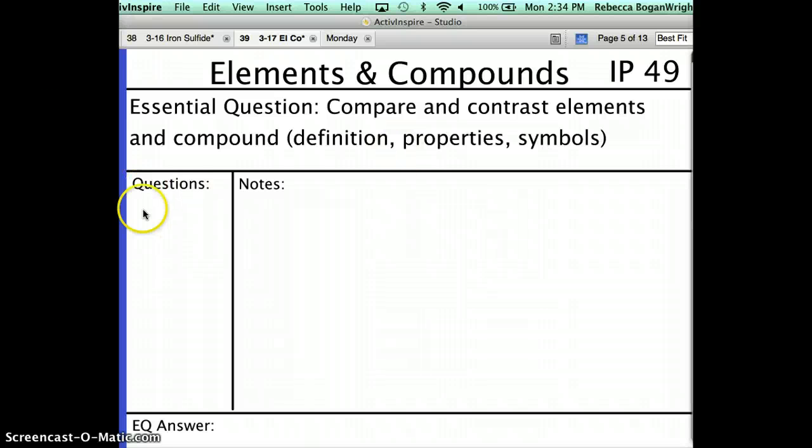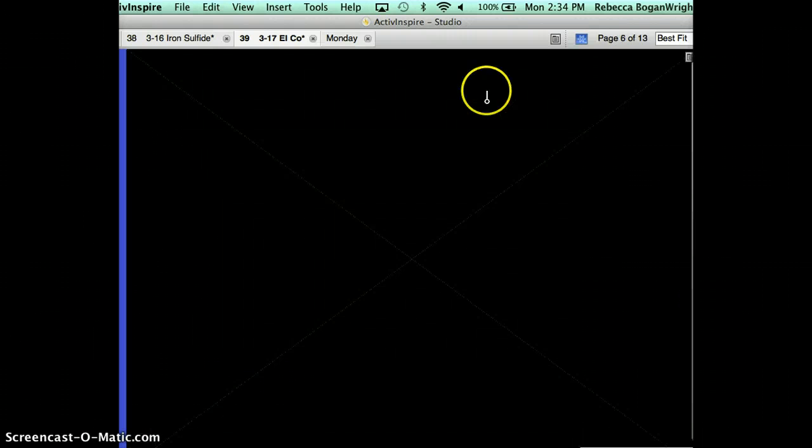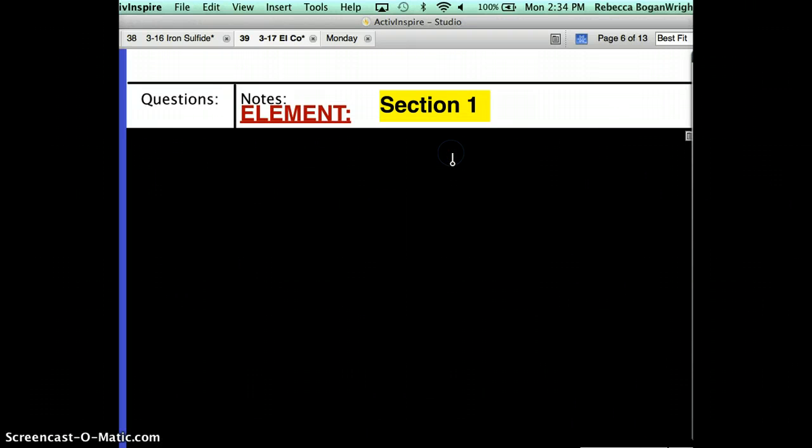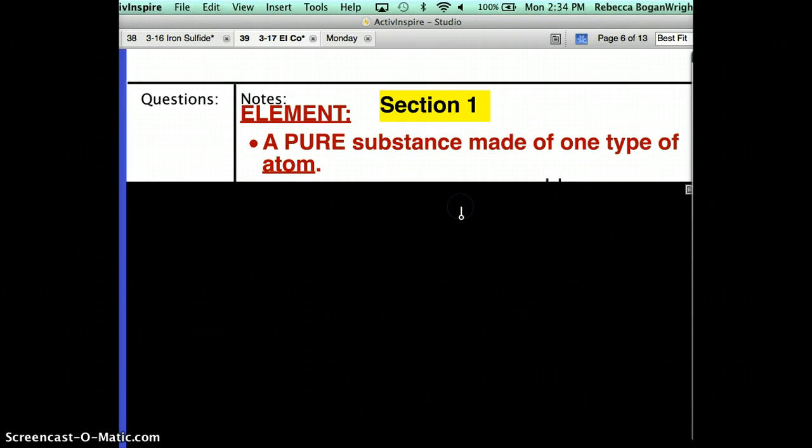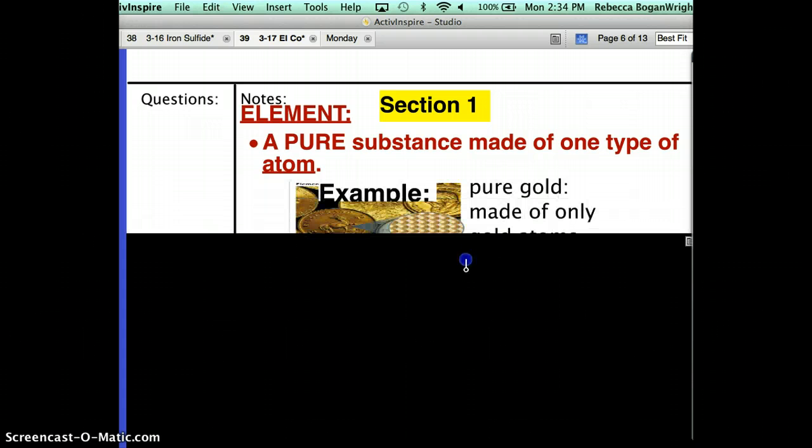Today you will be writing questions, and you will be completing your essential question answer at the end of these notes. Here we go. There's going to be 4 sections to your notes today. The first section is on elements. The first thing that you need to make sure that you have down is the definition of an element. It is a pure substance made of only one type of atom.